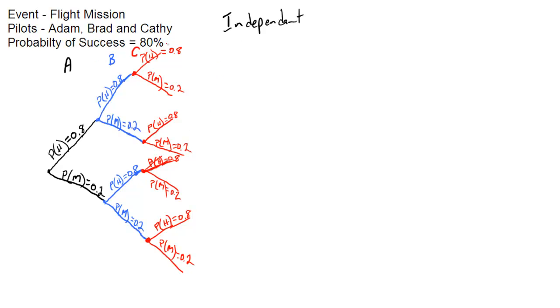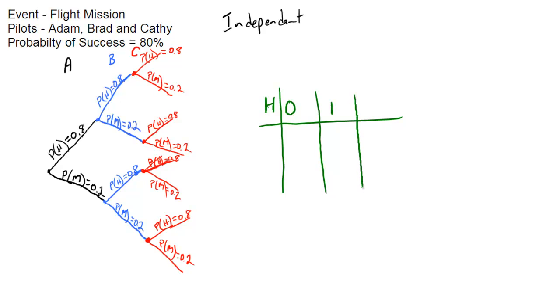So what we're focusing on now is the hits. And if we consider all the possibilities, an exhaustive list of how many hits we can get, well, Adam, Brad, and Kathy could all miss. That could happen. So that would be 0 hits. 1 of the 3 could hit. 2 of the 3 could hit. Or finally, 3 of the 3 could hit. And that's an exhaustive list of possibilities. If we go on 3 missions, then we're going to have no hits, 1 hit, 2 hits, or 3 hits.